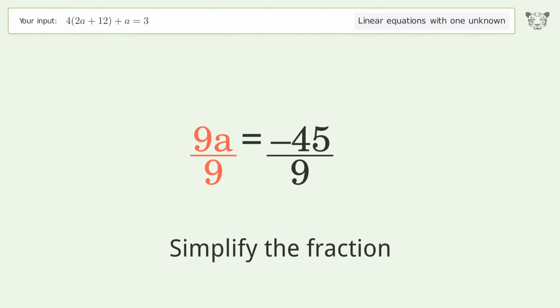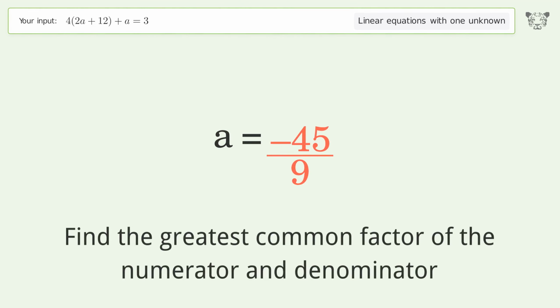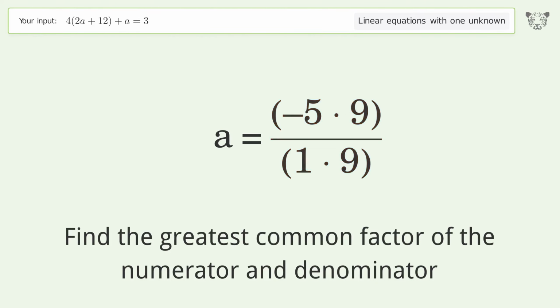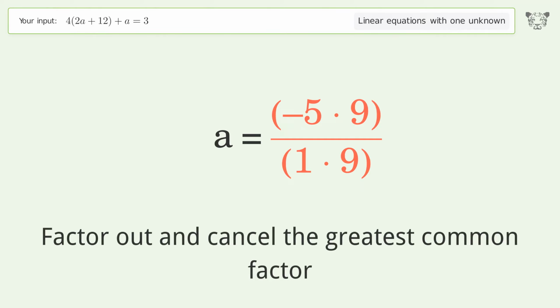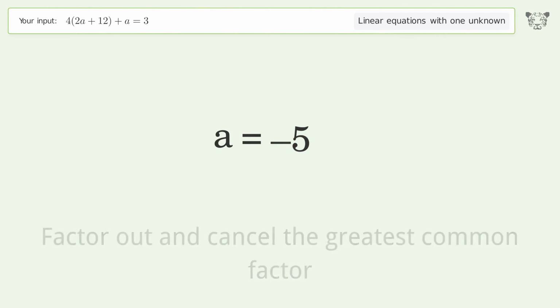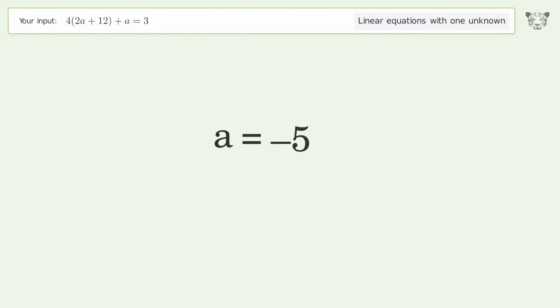Simplify the fraction. Find the greatest common factor of the numerator and denominator. Factor out and cancel the greatest common factor. And so the final result is a equals -5.